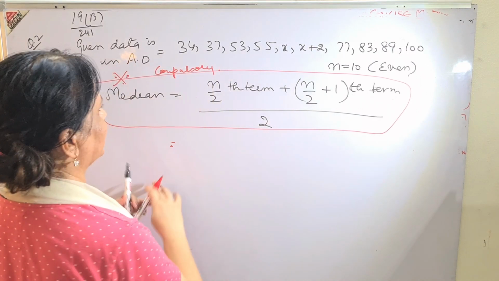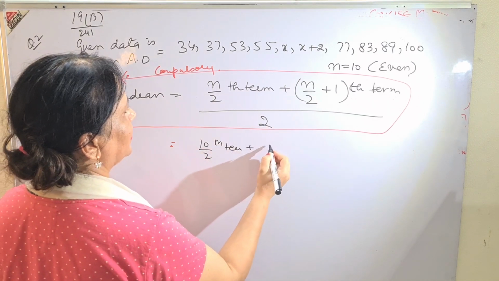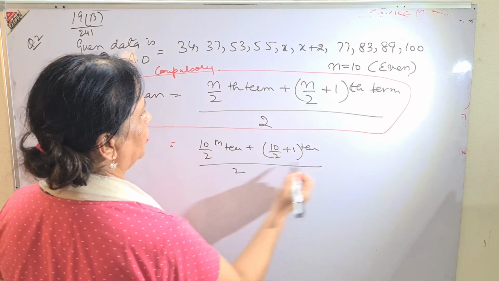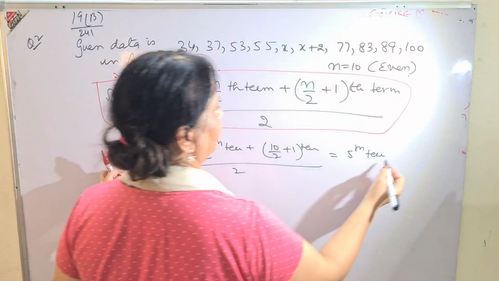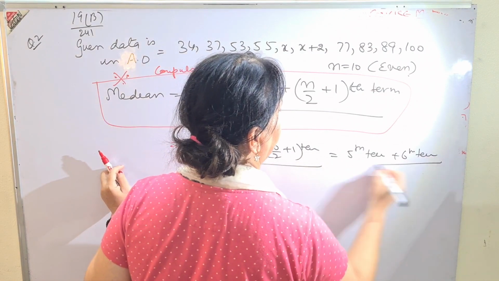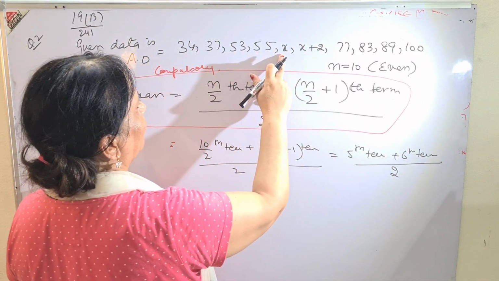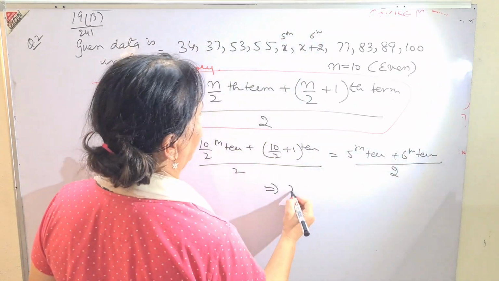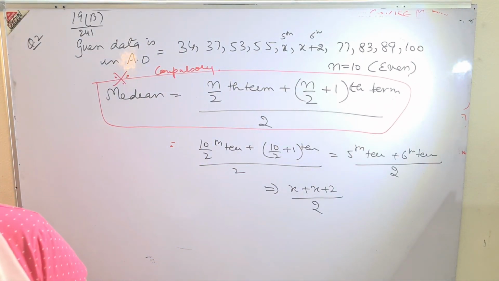So, you know what n by 2 th term means. 10 upon 2 th term plus 10 upon 2 plus 1 th term, divided by 2, or this is 5th term plus 6th term divided by 2. Don't forget to divide by 2. 5th term, 1, 2, 3, 4, 5, 6. This is my 5th term, this is 6th term. So it is equal to (x plus x plus 2) upon 2. Since I have to find the value of x, see, in the question it has been given that the median is 63.